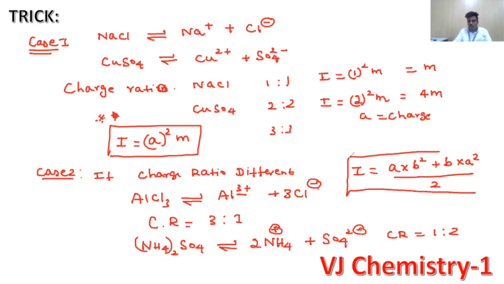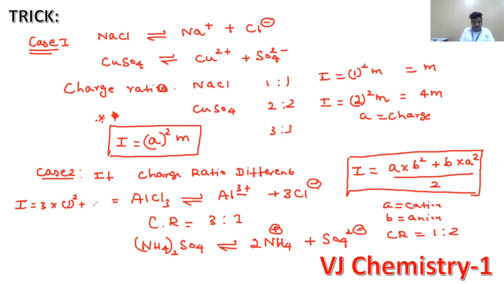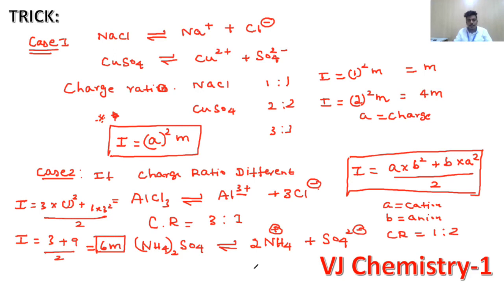Whenever the charge ratio is different, the formula is A into B square plus B into A square, divided by 2. A means cation charge and B means anion charge. Now apply this trick to AlCl3. The cation charge is 3 and the anion charge is 1. So 3 into 1 square plus 1 into 3 square, divided by 2. That is 3 plus 9, which is 12, divided by 2, so the answer is 6m.